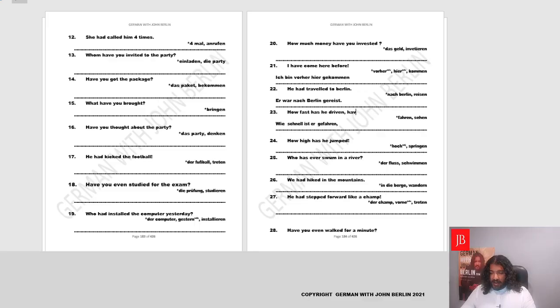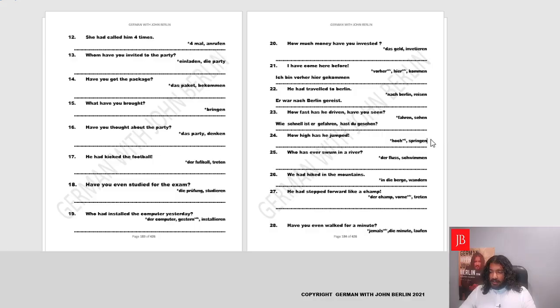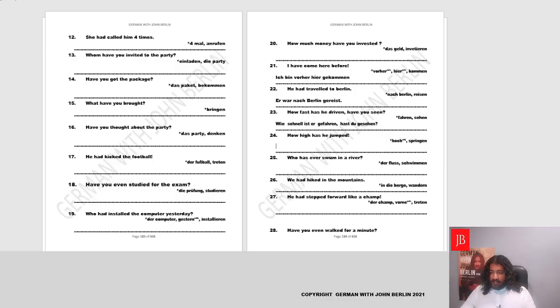Yes? Have you seen? So we'll say, again, seen is a normal verb without any movement. The helping verb would be haben, present tense. For you, it'll be hast du gesehen. Fantastic. Okay, how high has he jumped?